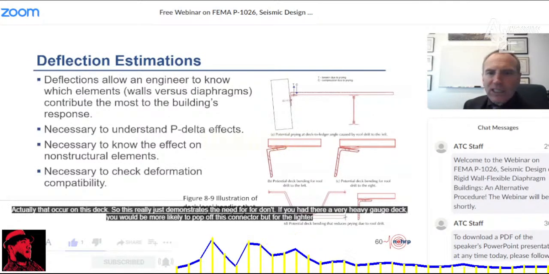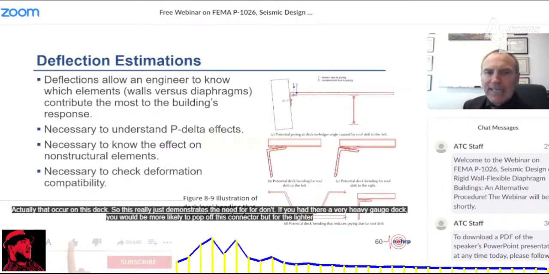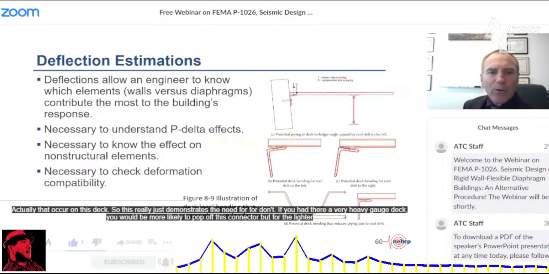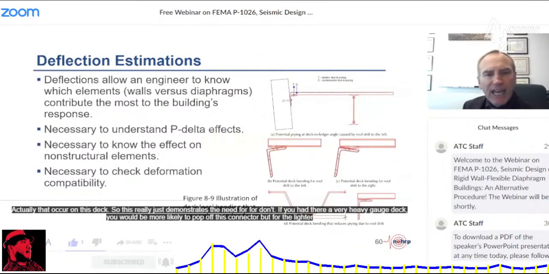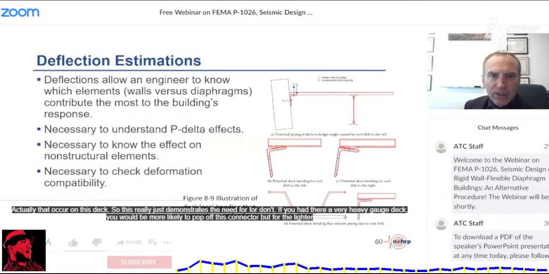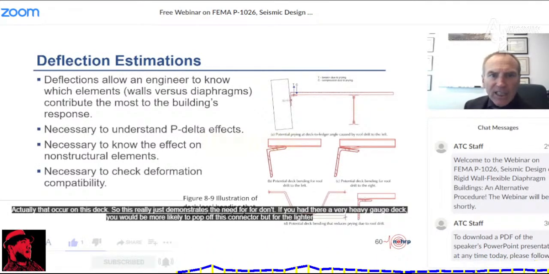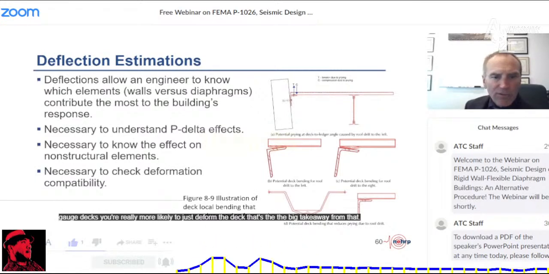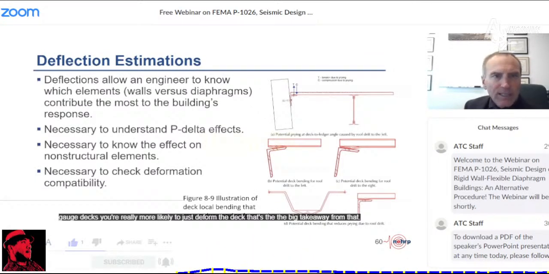So this really just demonstrates the need: if you had a very heavy gauge deck, you would be more likely to pop off this connector. But for the lighter gauge decks, you're really more likely to just deform the deck. That's the big takeaway from that.